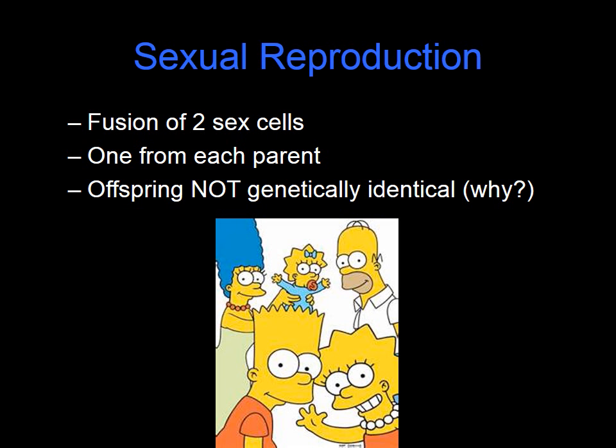Now, sexual reproduction is when you have two cells that come together and they come from two different parents, or rather the same organism but two different ones. And in this case, the offspring are not genetically identical. And why aren't they? Because you get the DNA from one cell and DNA from the other cell.